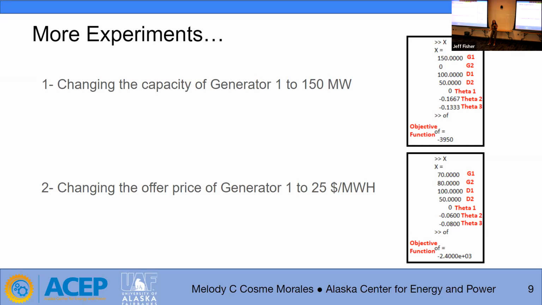And what happens if we increase the price of G1? What happens if it is no longer the cheaper one? Now we change it from 12 to 25, and then we have an output, and now we can see that G2 is generating 10 megawatts more than G1.